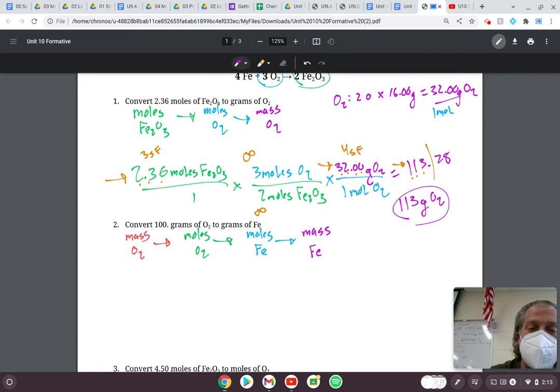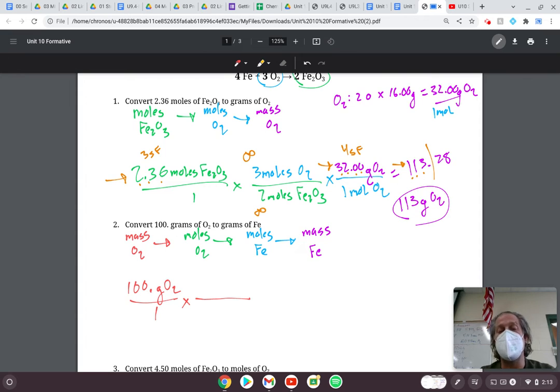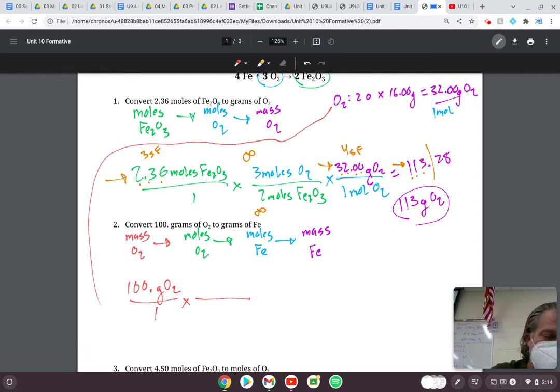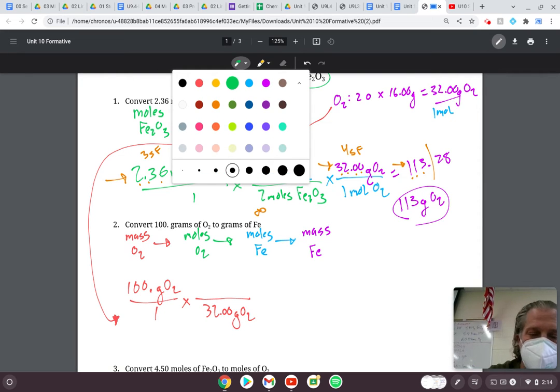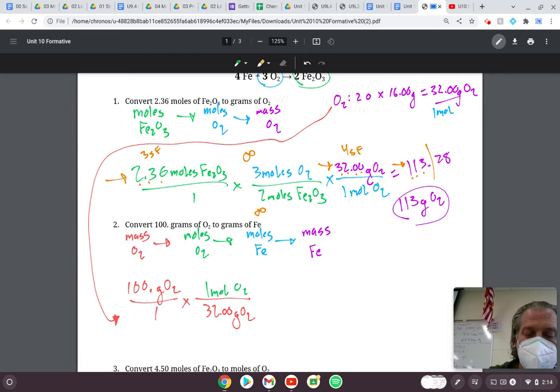So in our first part of this problem, I'm going to take the 100 grams of O2 and put it over 1. And I'm going to go mass to moles. And when I go mass to moles, I need to use the molar mass. And I'm not going to recalculate the molar mass because I did it just above up here. So like here's my molar mass for O2. So I'm going to bring that down and use that here. So I see that it's 32 grams of O2 equal to 1 mole of O2.